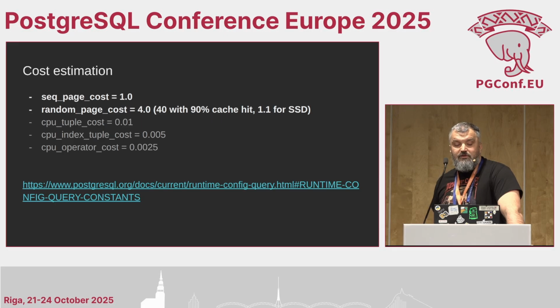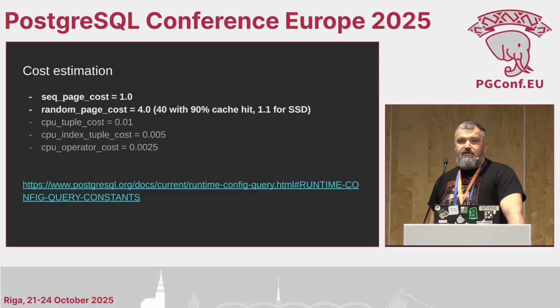So sequential page cost is 1, so it's the base value. Now the random page cost by default is 4. If you read through documentation, it actually says it's closer to 40, but we assume that we will get 90% cache hit rate, so therefore it's 4. And the documentation also suggests to set it to 1.1 for SSDs.